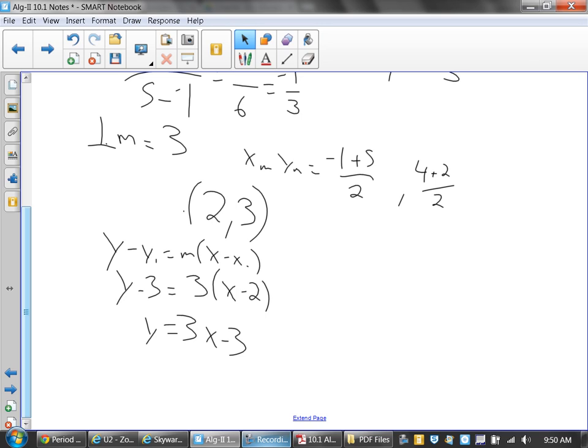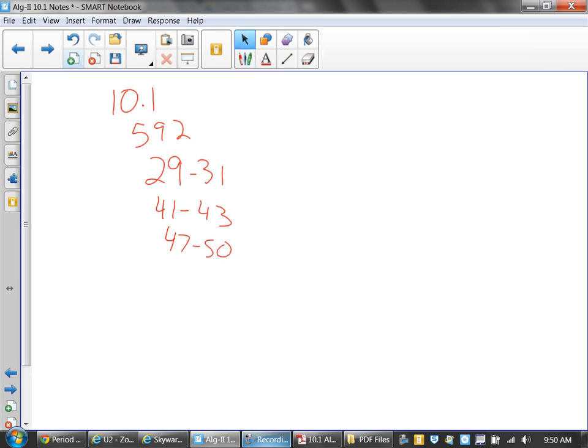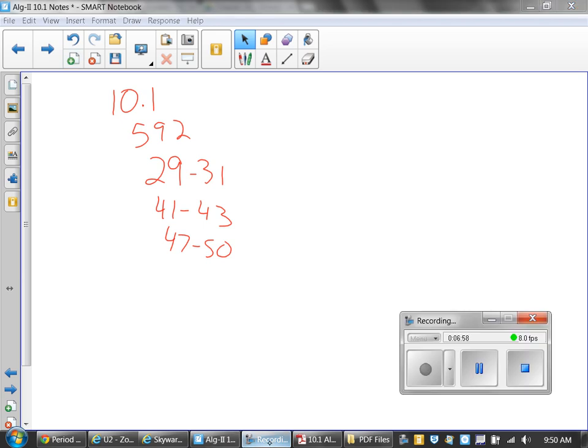Ready? I know. Plus, this works out well to be on a half day, because this won't take you very long. This is section 10.1. It's already up online. It's page 592, problems 29 through 31, 41 through 43, and 47 through 50. You should get this done before you walk out.